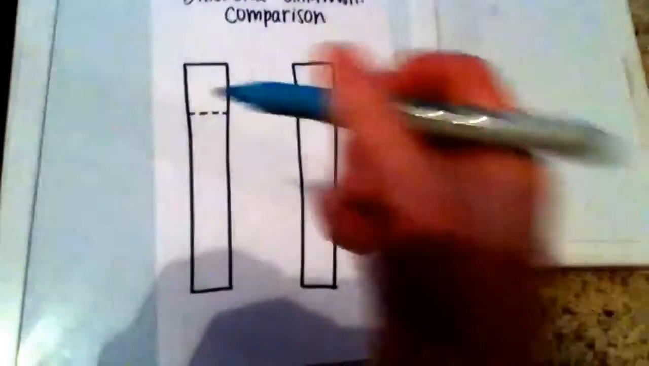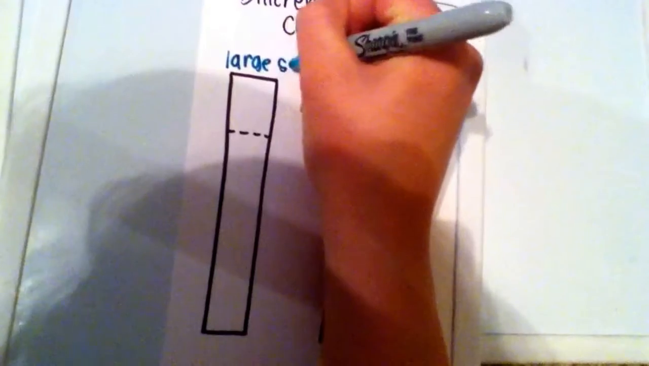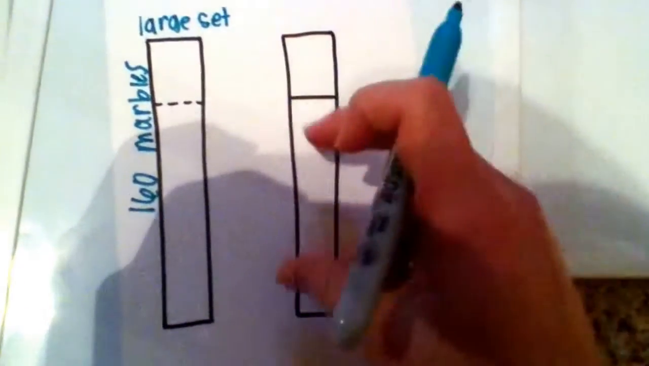So right now I've already made this comparison chart and the difference is unknown. So we're going to label this the large set right up top, because this is going to represent the 160 total marbles. All of this. And now we're going to label this section right here the small set, because this is going to represent the 83 marbles that William put in.